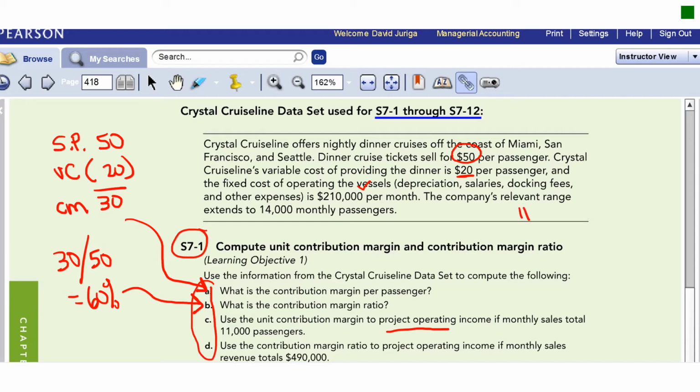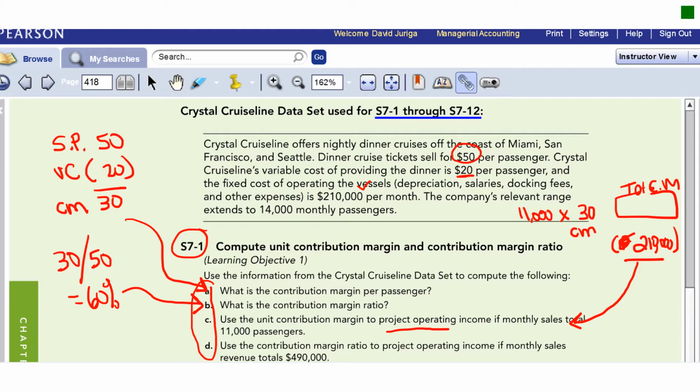So what you want to do is you want to take that 11,000 passengers, multiply that by the $30 per unit, that's your CM. That would give you total contribution margin, and then you're going to subtract out your fixed cost, which in this case are 210,000. That's how you're going to get your projected profit on part C. But again, I'll show you this in more detail on the next slide.